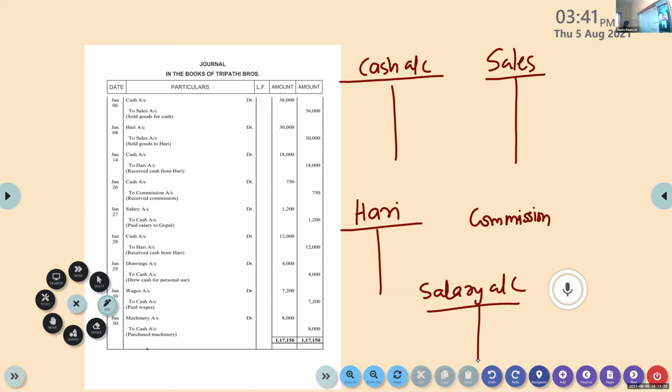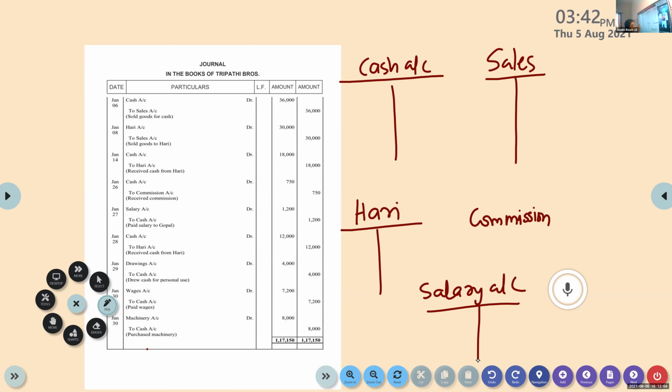Drawings account debtor to cash. Cash account, again repeating, no need to draw cash account again. We have to open drawings account. Then the next one, wages account debtor to cash. So again, we need a column for wages. Cash account, not required. Machinery account debtor to cash. Machinery account. You can find that commission, wage, machinery, each includes only one transaction.